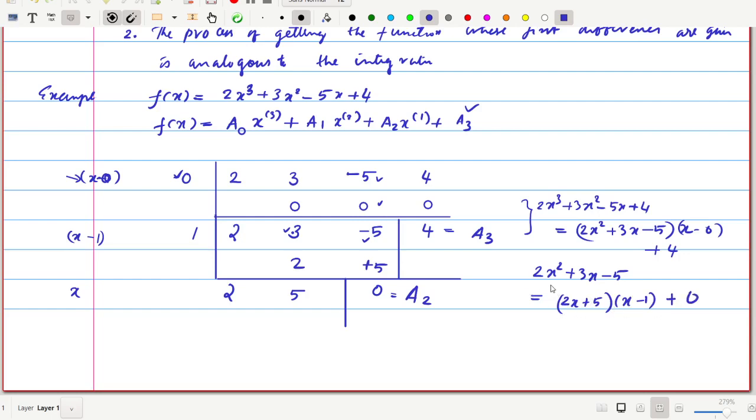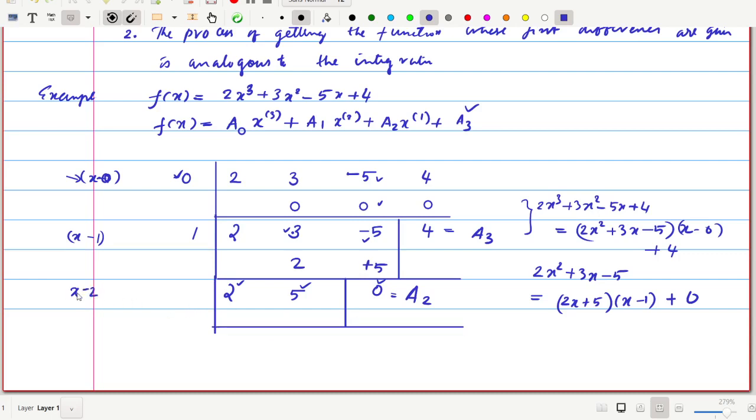When you multiply this, you will get 2x square here, and 5x minus 2x, that is 3x here, and 5 times minus 1. That is the meaning of these three coefficients 2, 5, 0. That means when you divide 2x square plus 3x minus 5 by x minus 1, this gives the quotient polynomial, and this will be the remainder. Then you repeat this process with x minus 2.